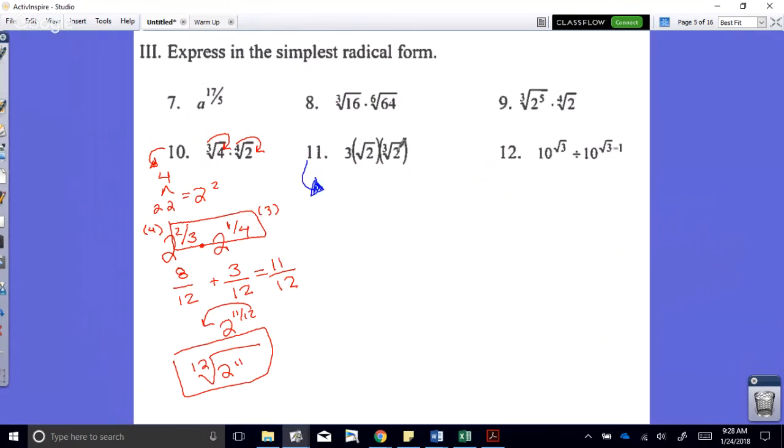Okay, 11 is the same process, so I want you to try this one. I'll get you started. The square root becomes 2 to the 1/2. The cube root becomes 2 to the 1/3. The 3 you're just going to multiply and keep out in front. Your goal is to add the 1/2 and the 1/3. You can try this one on your own, but I will tell you the answer to number 11 should end up being 3 times the 6th root of 2 to the 5th.